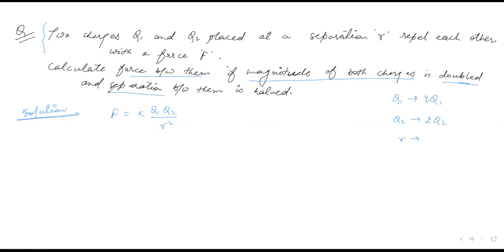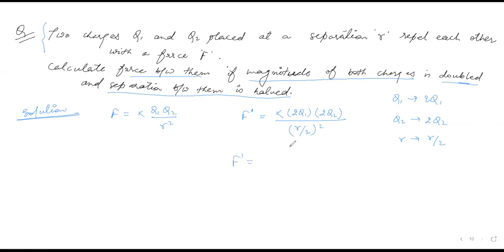All of you are seeing on the screen, the separation between them is half. Then R will be R over 2. Now, what will be the second equation? Suppose we are taking F dash, because we have already taken F in the first part. So F dash is equal to K, Q1 is 2Q1, Q2 is 2Q2, and R is R over 2 square.